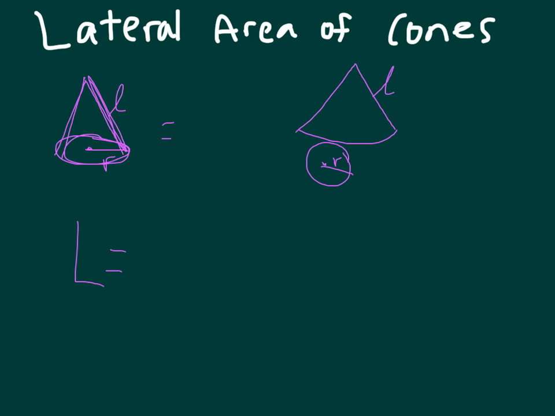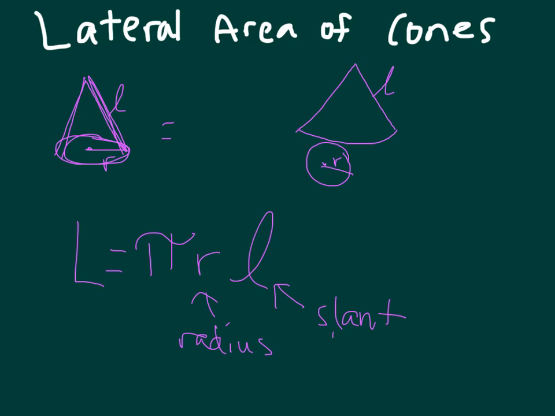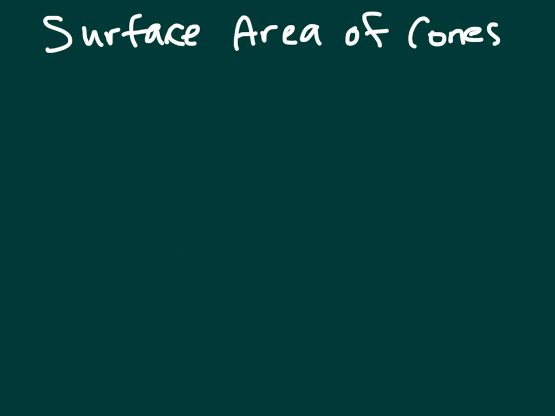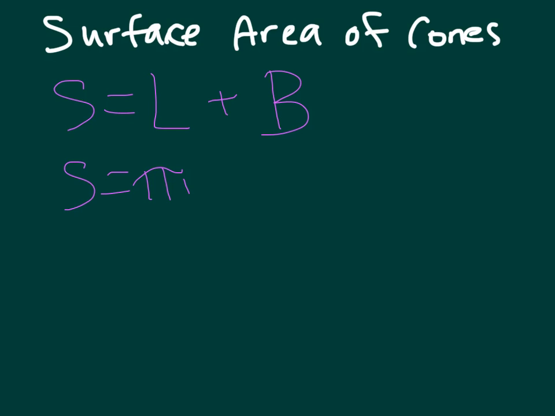And that formula is that we do pi r L. So we do 3.14 for pi. This is the radius of that base, and this is the slant height. And that's how we get the lateral area of our cone. Then to find the surface area of the cone, we do, obviously, the lateral area plus the area of the base. And so if I want to show what those are, the lateral area is pi r slant height plus, and how do we find the area of the base? It's a circle, so we do pi r squared.